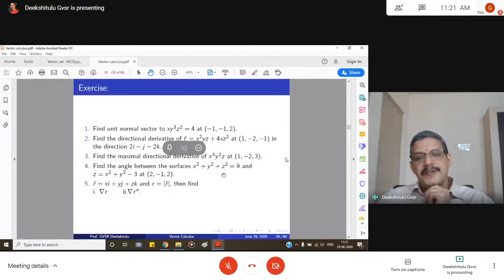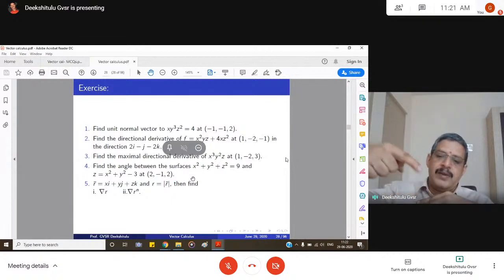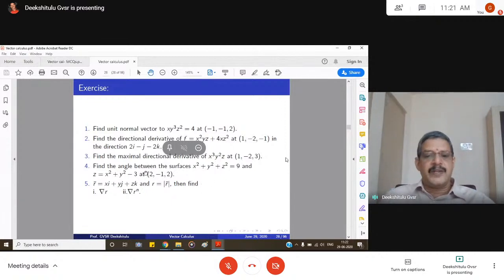Find the angle between the surfaces x square plus y square plus z square equal to 9 and z equal to x square plus y square minus 3 at (2, -1, 2). The angle between the surfaces is nothing but the angle between the tangents, or the angle between the normals to the surfaces. So for this surface, find the normal, that means grad phi at (2, -1, 2). Similarly, for the other surface also find the normal at this point. So you have two normals here. Then find cos theta between these two vectors. That is what is required here.